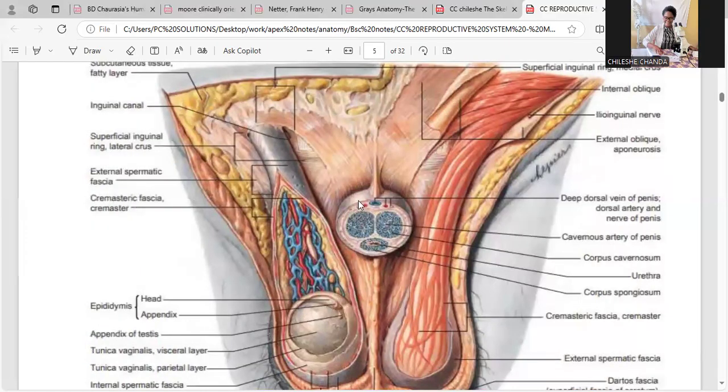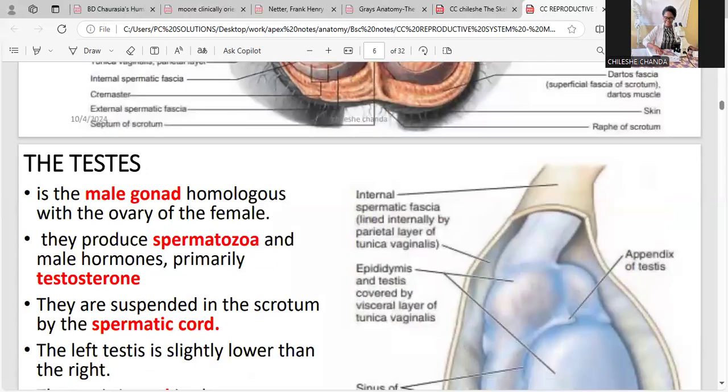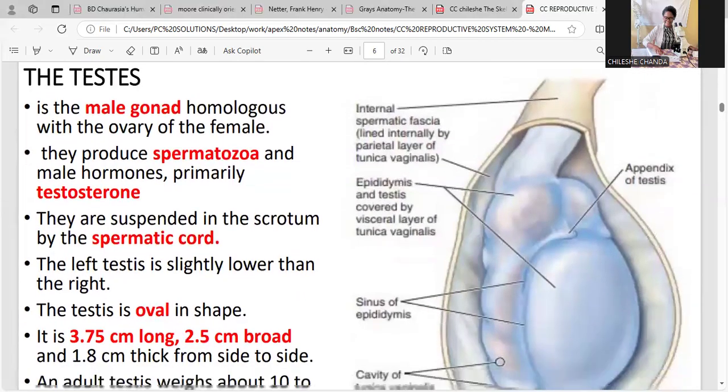This is the penis, which has been cut in transverse section so that you're able to see the features that are there. We're going to look at all these features, okay? We have the corpus spongiosum, we have two corpus cavernosa, we have the blood vessels bringing and taking blood away from the penis, and this is the anatomical makeup of the penis.